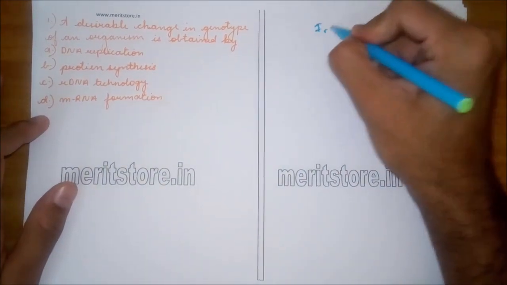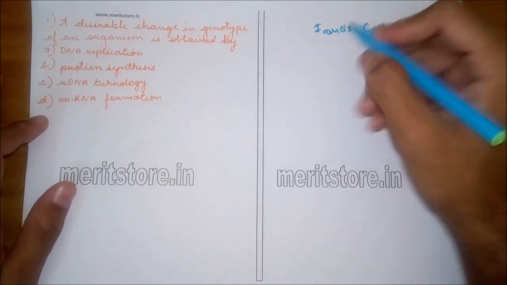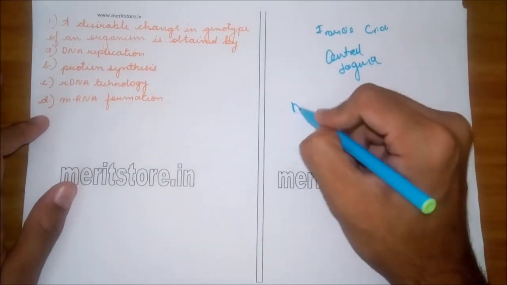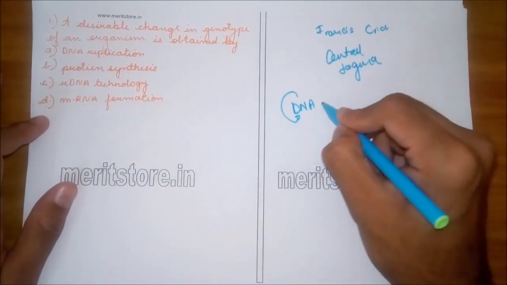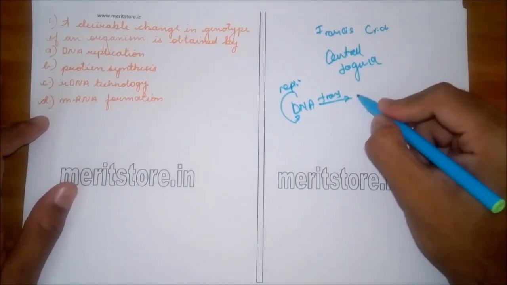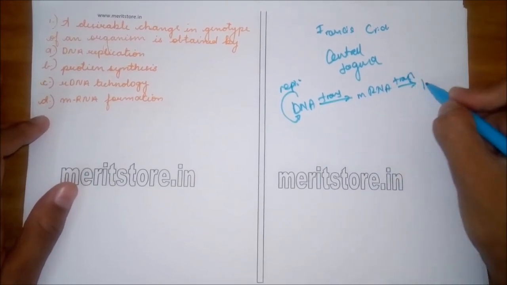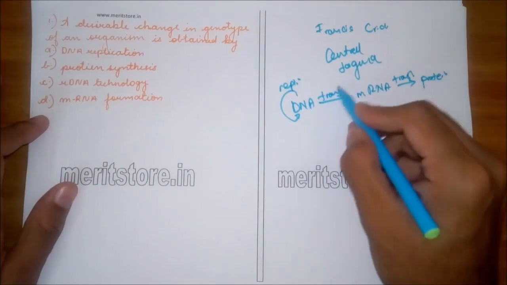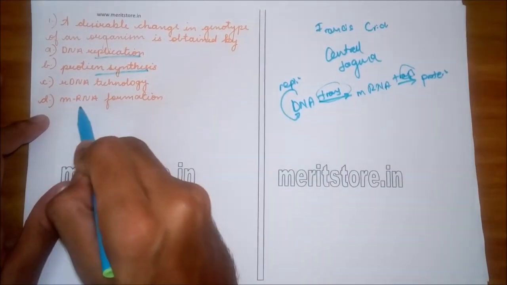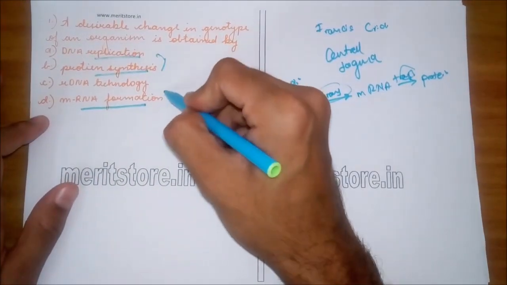First of all, Francis Crick proposed the central dogma, which states that DNA undergoes replication, which undergoes transcription to form mRNA, which undergoes translation to form protein. This whole process of DNA replication, protein synthesis which is translation, and mRNA formation which is transcription occurs in vivo.